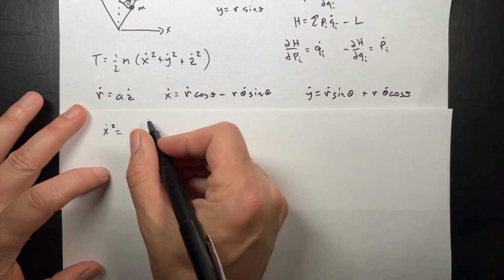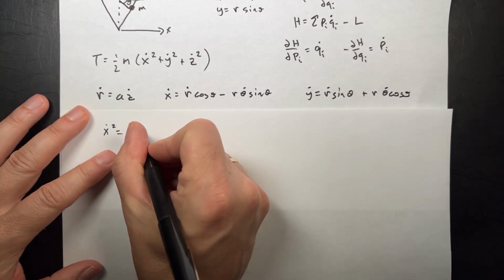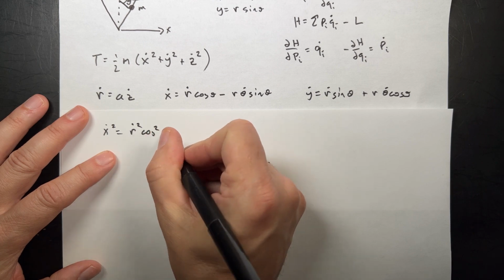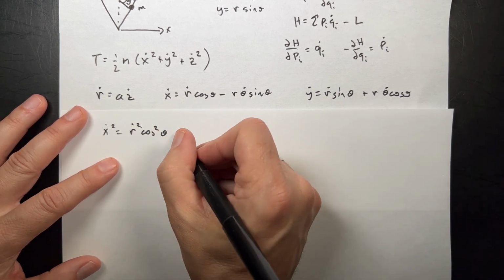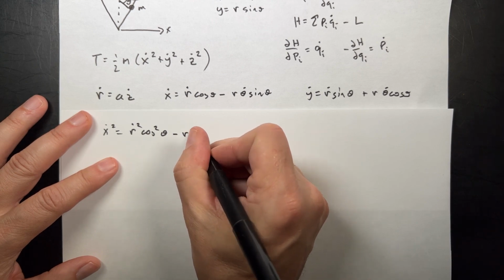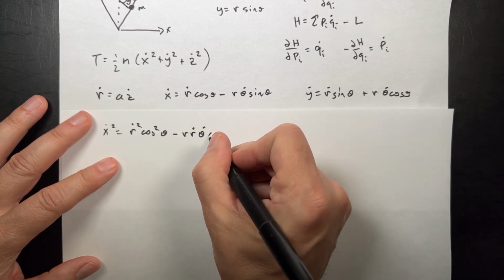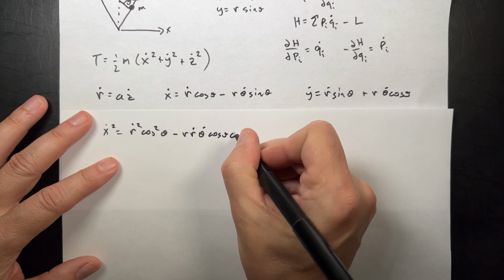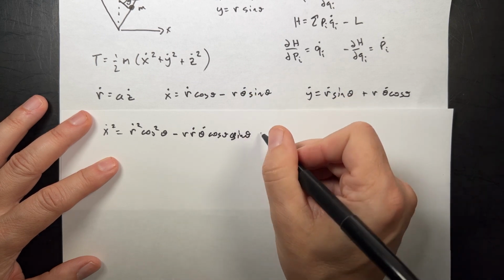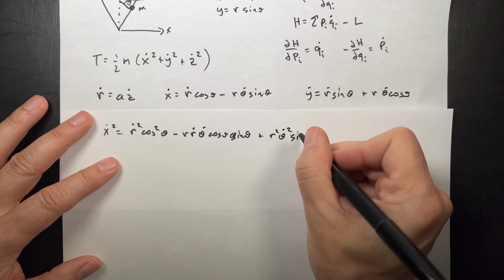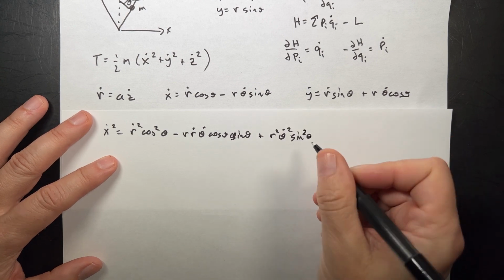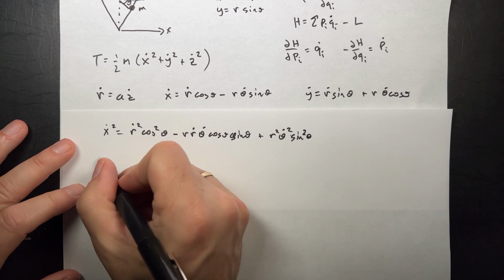x dot squared is going to be equal to r dot squared cosine squared theta. I'm going to get that term, and I'm going to get the 2 cross terms. So minus r dot theta dot cosine theta sine theta, and then that term plus r squared theta dot squared sine squared theta. Now let's put the y dot squared below it.